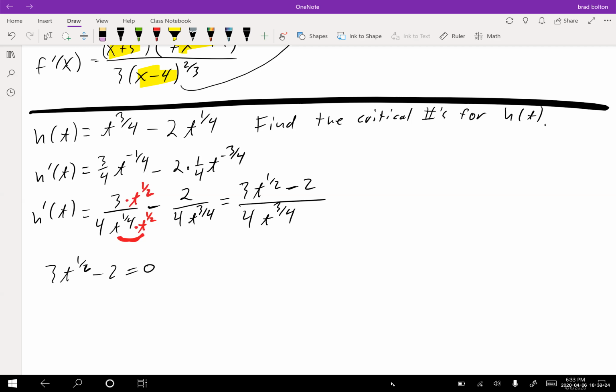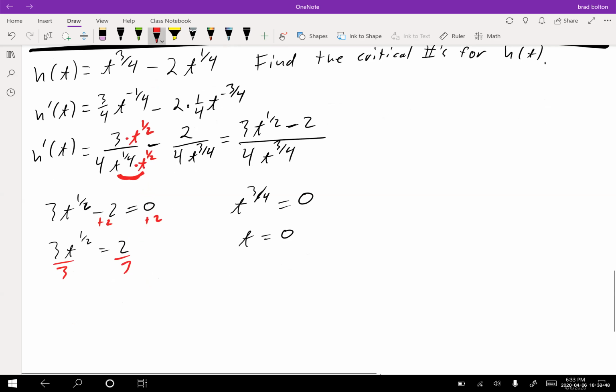And then we're going to take the denominator. I don't need the 4. I'm just going to take the t to the 3/4. Set that equal to 0. Because if you put the 4, when you divide by 4, it would eat it up anyway. So that means that here t equals 0. And over here we have 3t to the 1/2 equals 2. And then we divide both sides by 3. So we now have t to the 1/2 is equal to 2/3. But then we have to square both sides to get rid of the 1/2 power. So we get t is equal to 4 over 9.